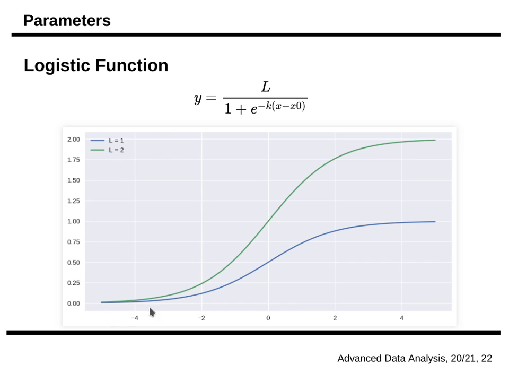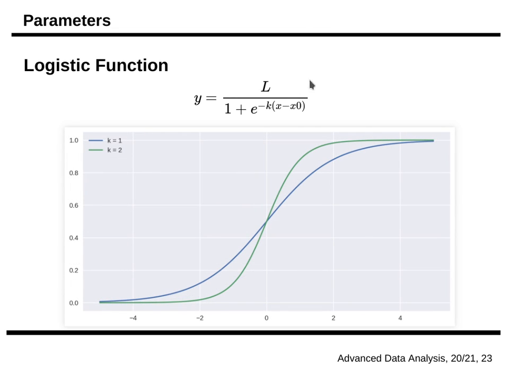If we have L equal 1, we have a curve like this. With L equals 2, we have a curve like this. The k parameter here will determine the slope of the curve. So if k is higher, the curve has a steeper slope. If k is lower, then the curve has a more gentle slope.